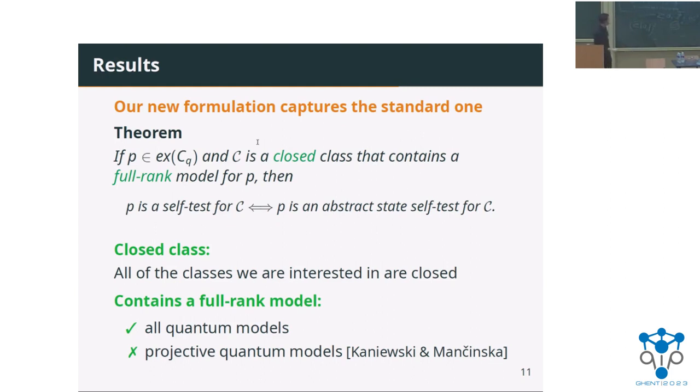The second point I want to make is that in this theorem, this direction, P is a self-test in the standard sense implies P is an abstract self-test for C, does not require an extremal point. So you can prove this without this assumption. And the third point is that here we do self-tests in terms of correlations. But if you do self-tests in terms of non-local games, then every correlation should be extreme. If a game is a self-test, then the optimal correlation should be extreme. But we do not know any example or counterexample to say you can or you cannot self-test extreme points.